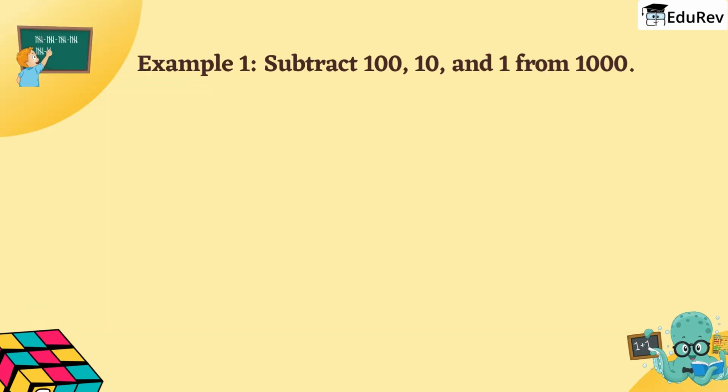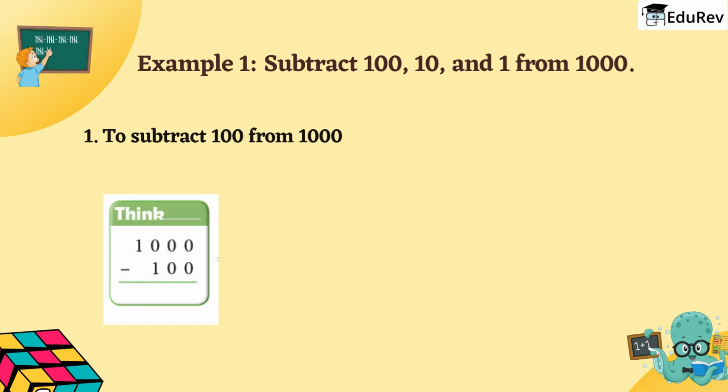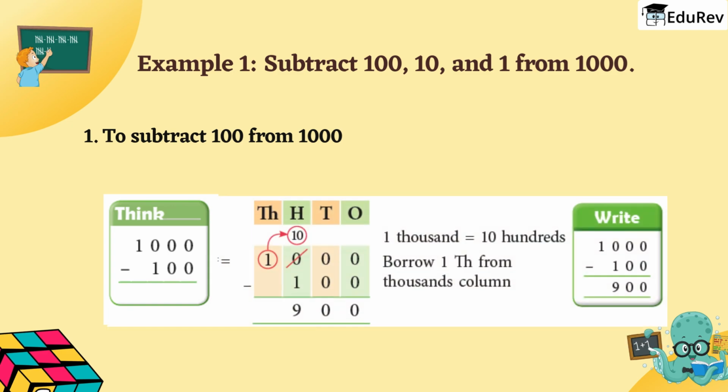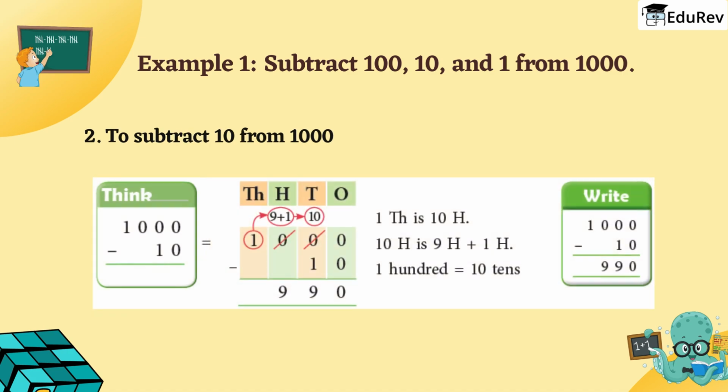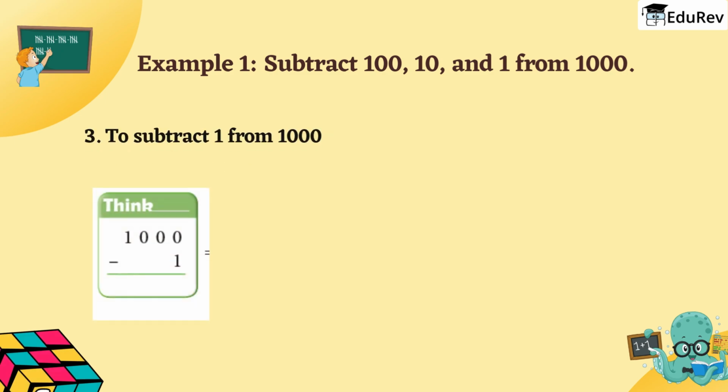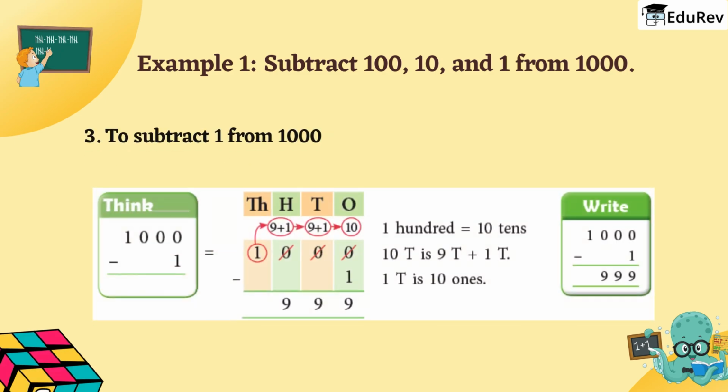Now, let's discuss subtracting across zeros. For example, to subtract 100, 10, and 1 from 1000. To subtract 100 from 1000, we borrow from the thousands column. Next, to subtract 10 from 1000, we also need to borrow. Lastly, to subtract 1 from 1000, we borrow yet again. In the end, we find that you can subtract these values to get to 999.